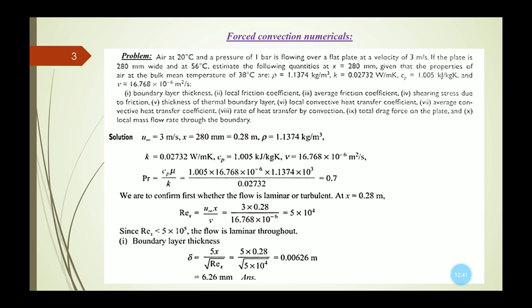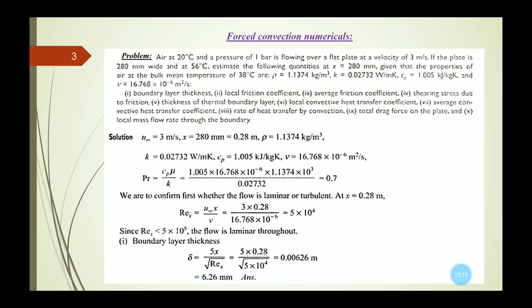is given, thermal conductivity is given, specific heat is given, and kinematic viscosity. These four things are given. So we need to calculate here 10 different things. Starting from the boundary layer thickness, then local friction coefficient, average friction coefficient, shearing stress, thickness of thermal boundary layer. In this way we need to calculate a total of 10 different things here.